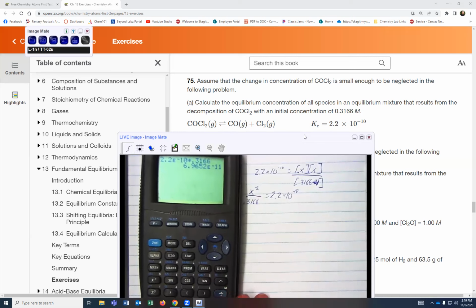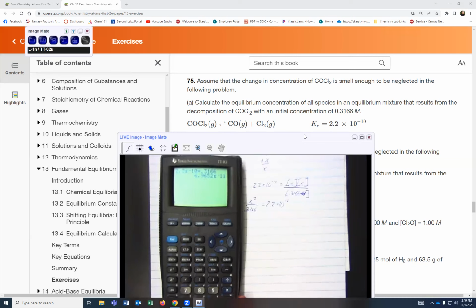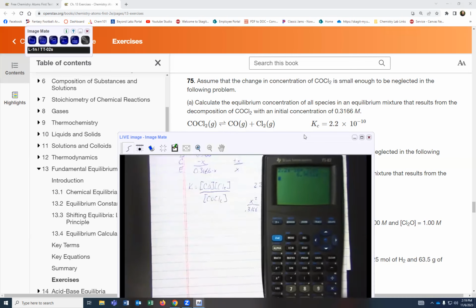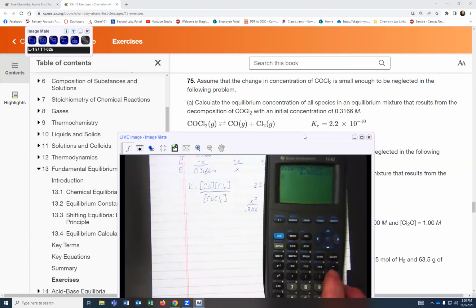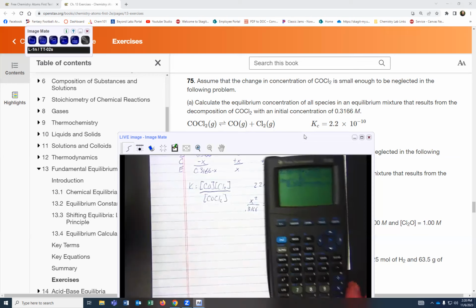Now, how do I take the square root of that using this calculator? The easiest way is to take the answer and use the caret button here to raise it to the 1/2 power, or you can do it to the 0.5 power. Raising something to the 1/2 power is the same as taking the square root of it. So my value for x is 8.35 times 10 to the minus 6. Is that what you guys are getting for x also?